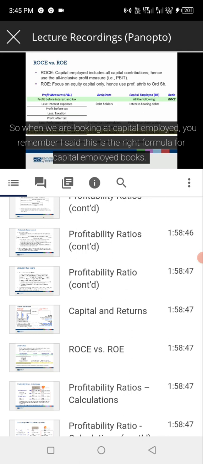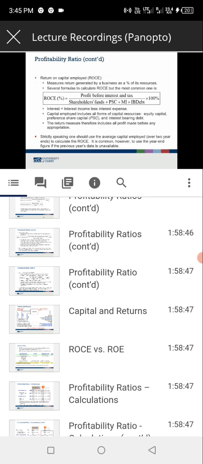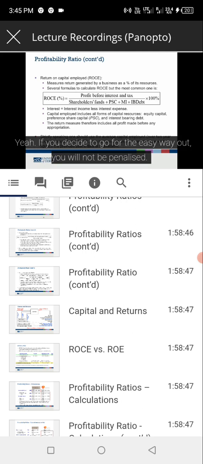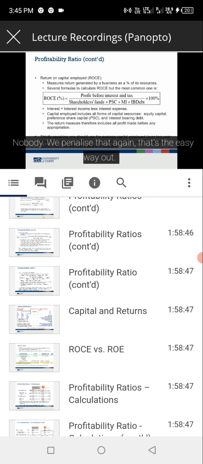So when we are looking at capital employed, remember I said this is the right formula for capital employed. But if you decide to go for the easy way out, you will not be penalized. Which is just taking your total assets. If you just say total assets minus current liabilities, nobody will penalize you. That's the easy way out.